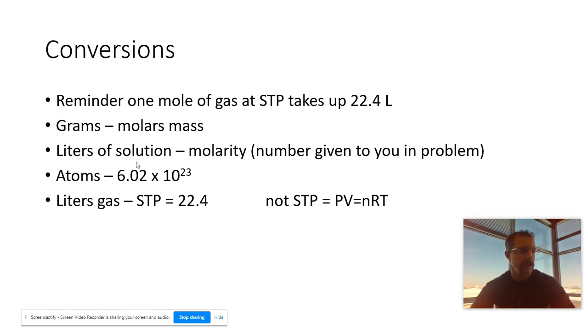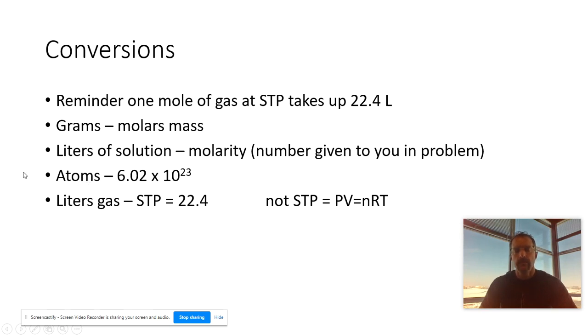So if you've got a solution-y kind of thing, a liquidy kind of thing where it's dissolved in water, that's molarity, not morality, right? Molarity. They're going to have to give you that number on the problem, 2 molar, 3 molar. That's the titration-y stuff we did. If they give you atoms, you use 6.02 times 10 to the 23rd. Atoms or molecules or whatever, right?